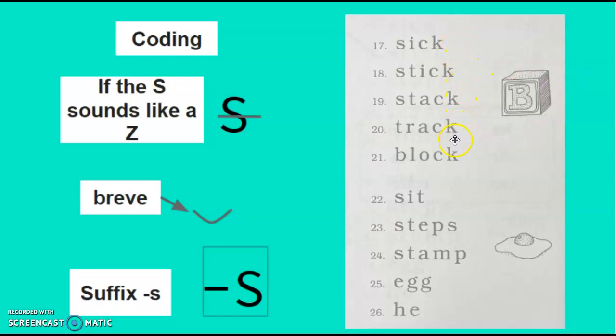With your CKs, go ahead and underline them because we know they're one sound, and cross out the C. Underline the CK and cross out the C. Do that for each word that has CK next to each other. When you're done coding, resume the video.